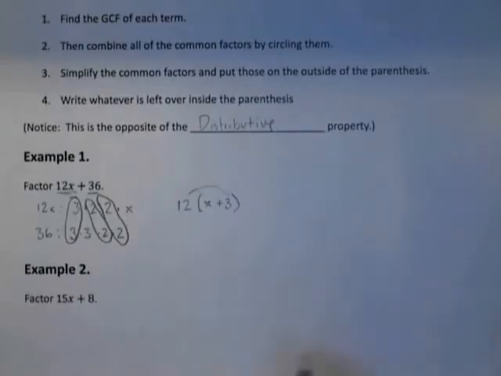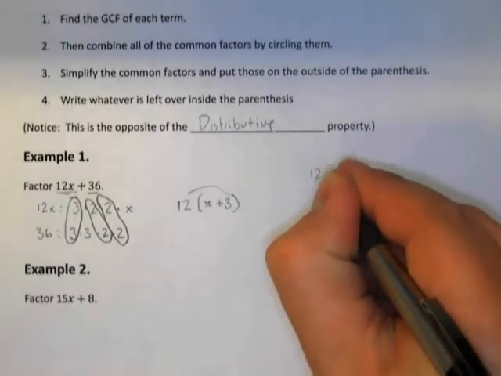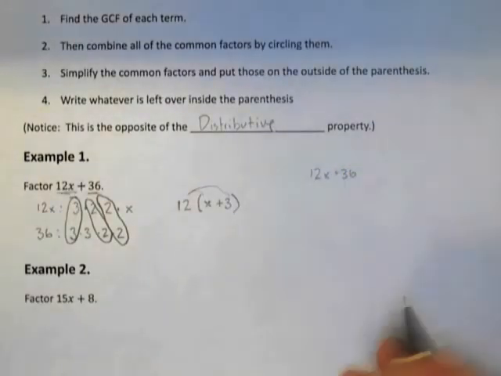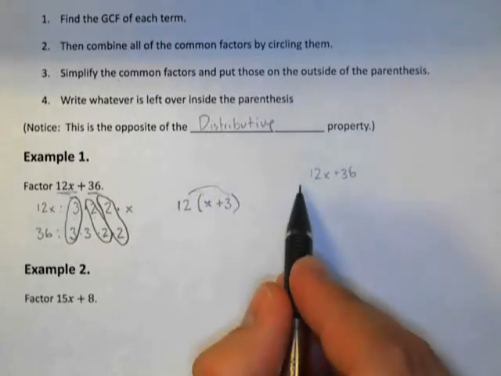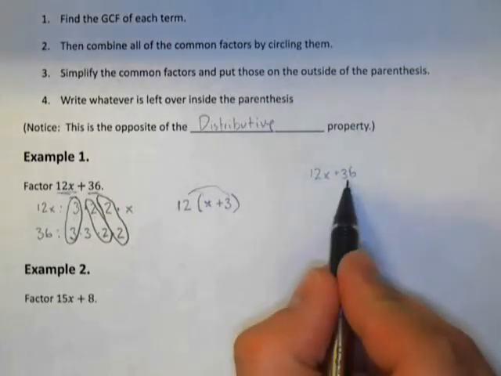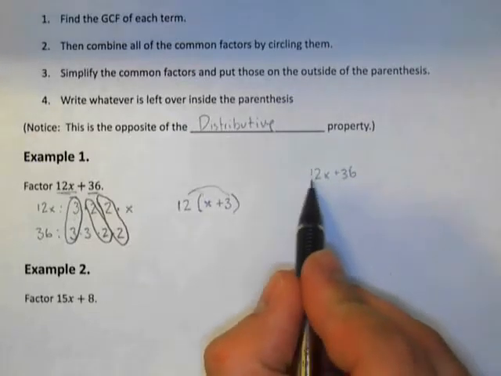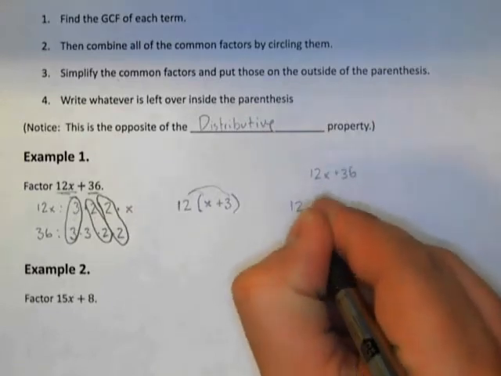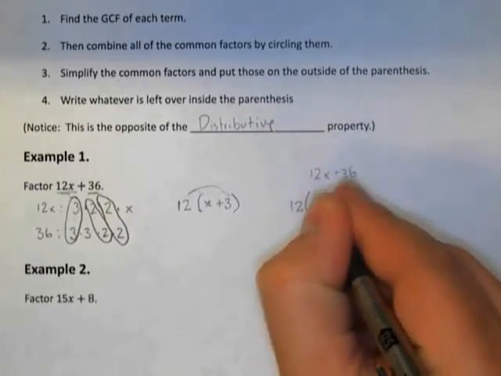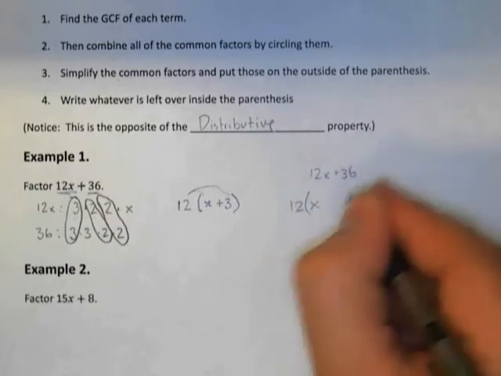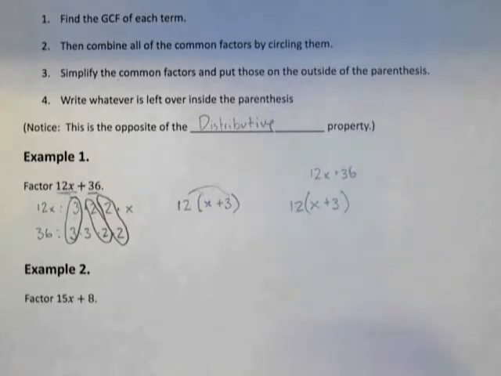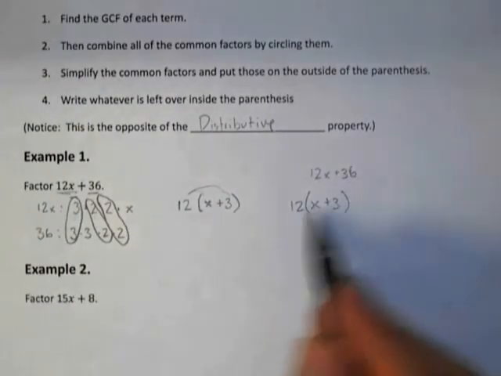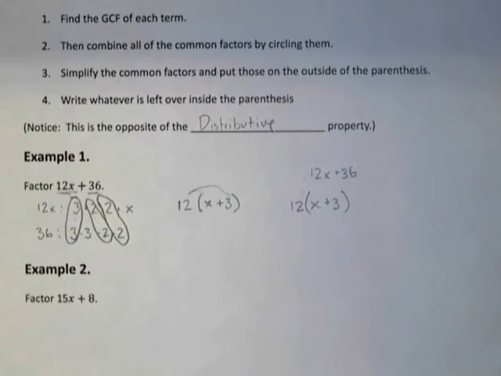What I want to show you real quickly, some of you might be able to see this a little bit quicker. This is the same problem, 12x plus 36. We know right away that we can divide both of these by 12. We can take out 12 from each term. 12 divided by 12 is 1, so we're left with x, and 36 divided by 12 is 3, so we're left with just 3. That's a lot quicker than doing all these steps, but you have to be able to see it, and you have to make sure that everything inside has been completely factored out.